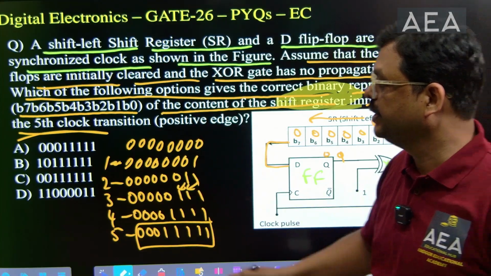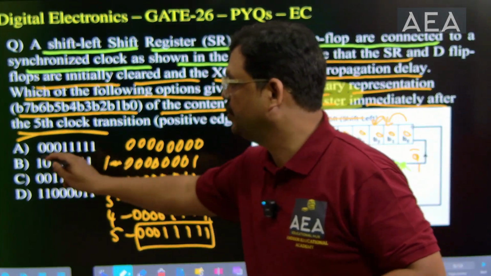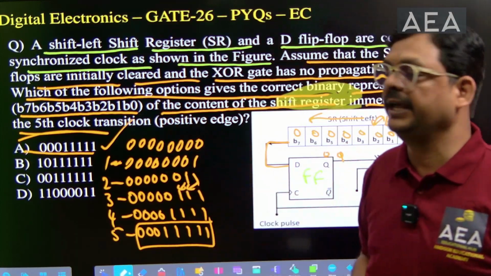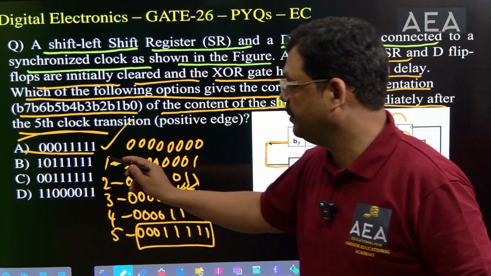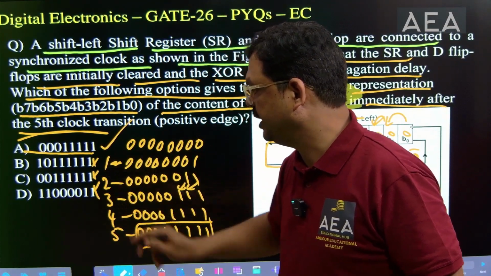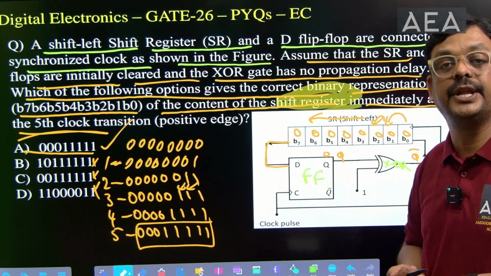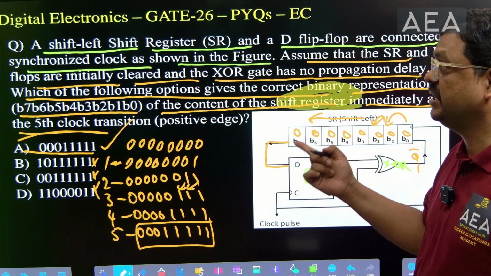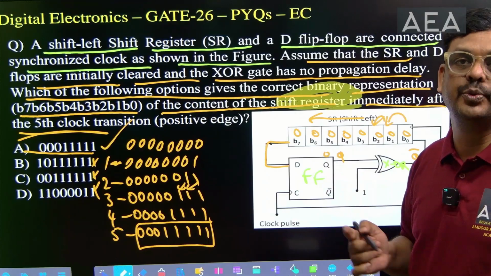Then go through the options. Your first option satisfies 3 zeros and 5 ones. So we can select option A directly as correct. And the remaining options are wrong. So this one also comes under the sequential circuits, and it comes under the 2 marks questions.